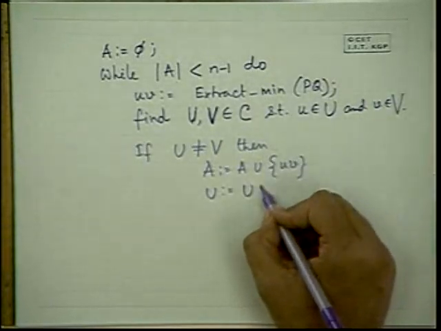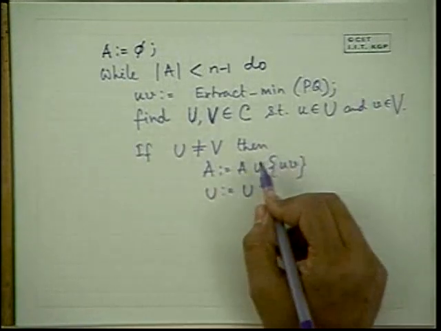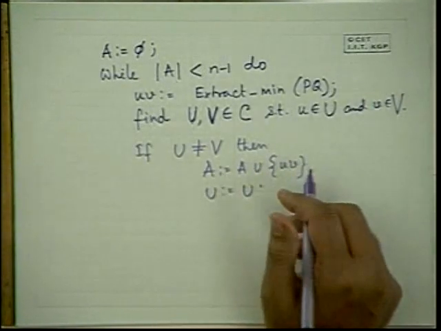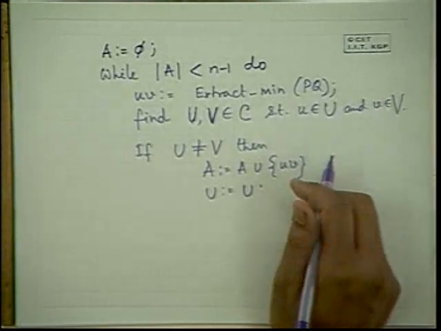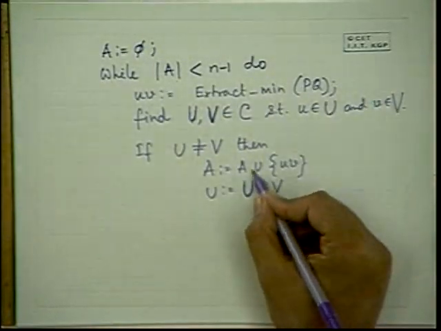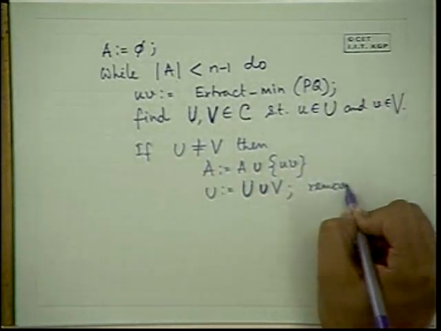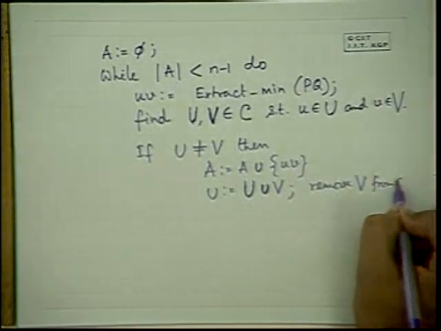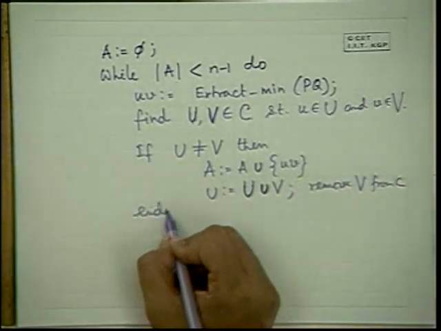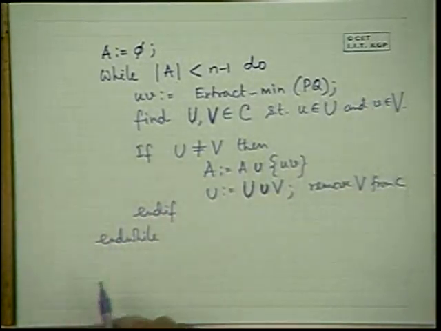Sorry, not only that, you also change the set now. If U and V are different, and since you have included the edge uv, then you make the sets U and V the same set. So U becomes U union V. So this is the union, and this is U, big U. And remove V from C. And this is Kruskal's algorithm.